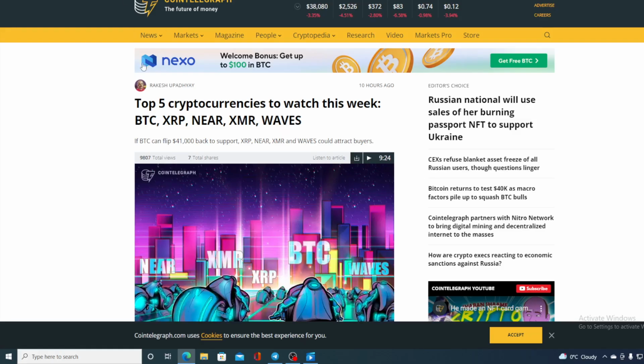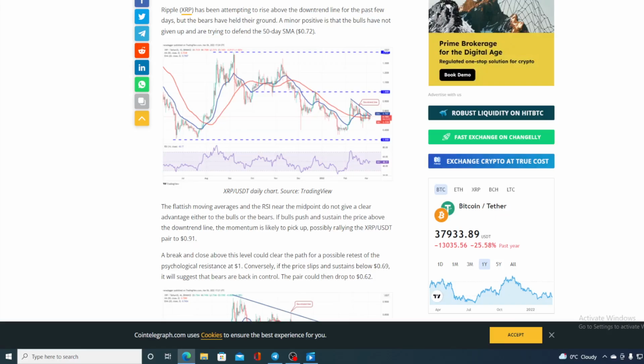So top 5 cryptocurrencies to watch this week. And as I said, XRP is among them. Ripple XRP has been attempting to rise above the downtrend line for the past few days, but the bears had held their ground. A minor positive is that the bulls have not given up and they are trying to defend the 50-day SMA at 0.72. You notice, guys, that we are at 0.73 right now.